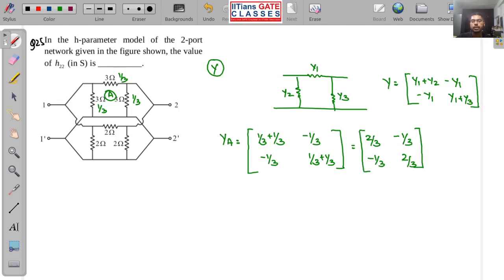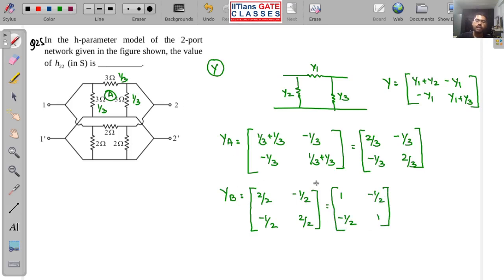Okay. What about YB? Similarly, YB will be, I am writing it directly, 2 by 2, minus 1 by 2, minus 1 by 2, and 2 by 2. So this will be equal to 1, minus half, minus half, and 1. Okay, so I got my YA and YB.